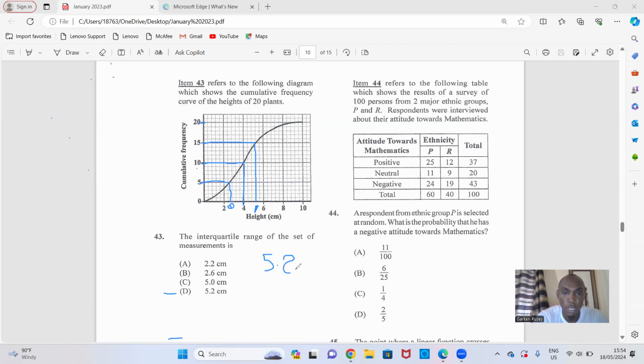minus the lower quartile, which is 2, 2.4. The next box would be 2.8. So this is going to be 2.6 because it's in the middle. Hopefully you are seeing that, 2.6. Let me erase that so you can see it clearly. It comes down in the middle, 2.6. And when you subtract 2.6 from 5.2, you get 2.6 for your answer. So the answer for this one is actually 2.6, which is B. Right.